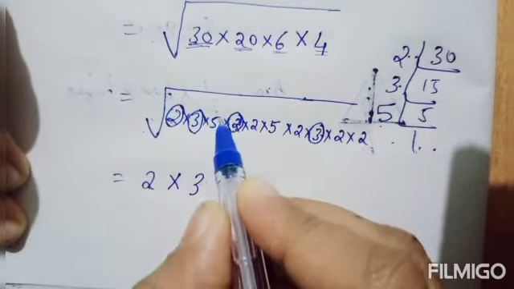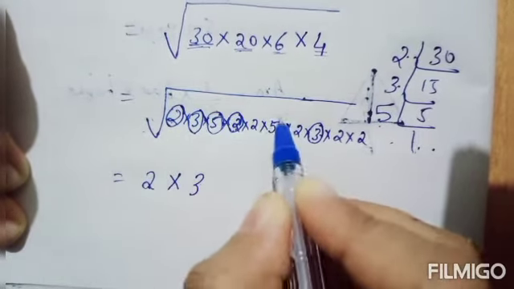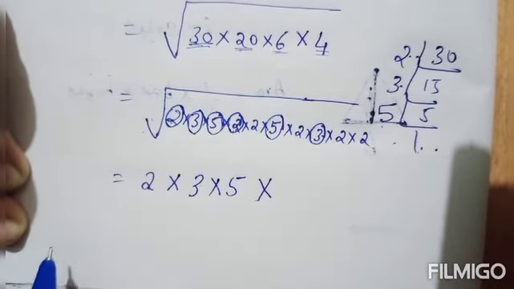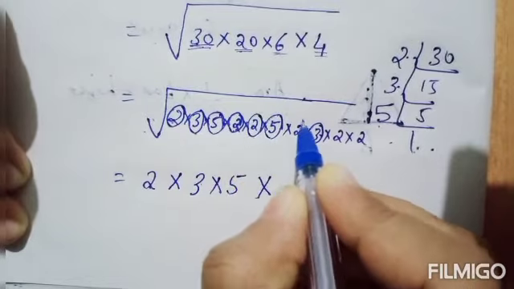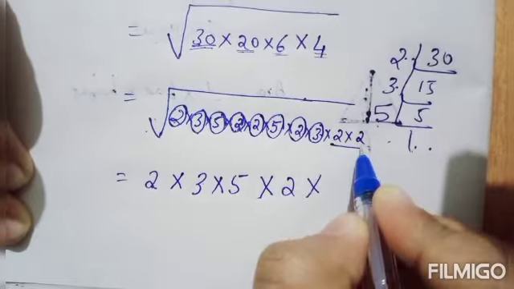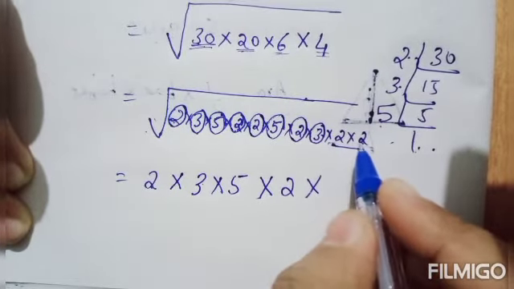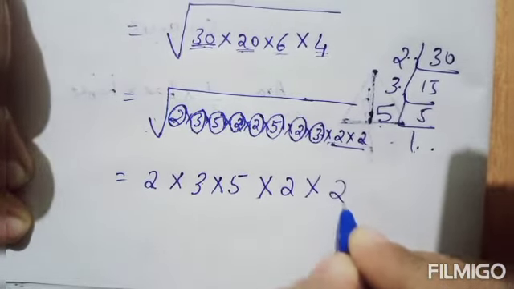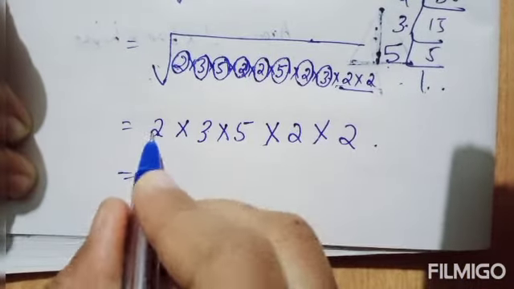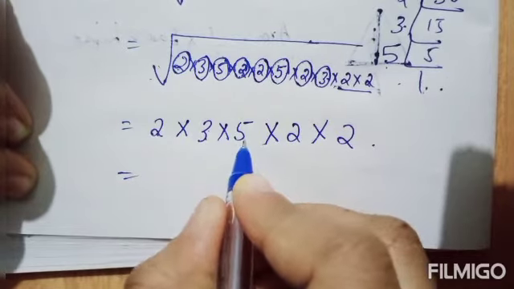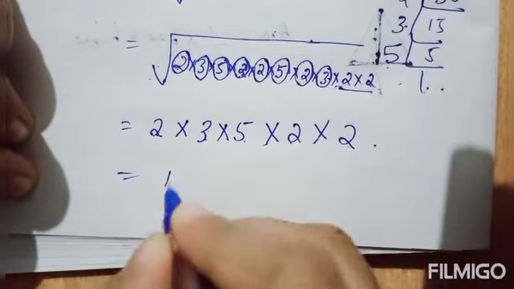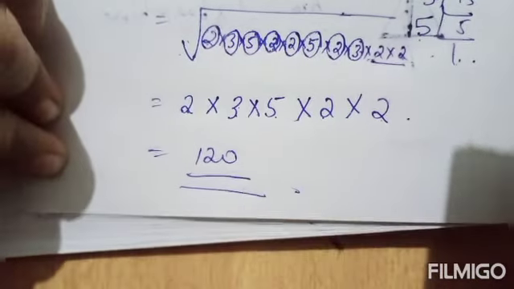Okay, next 5 here 1 time, here 2 times. So 1 time you can take a 5 outside. Again 2 is coming here 2 times, so again 2 you can take outside. Now this 2 is coming 2 times inside the root, so 1 time you can take outside. Now multiply 2 into 3 is 6, 6 into 5 is 30, 30 into 2 is 60, 60 into 2 is 120, which is the area.